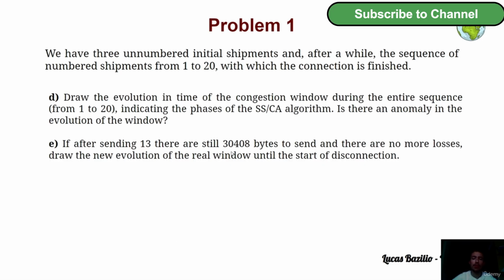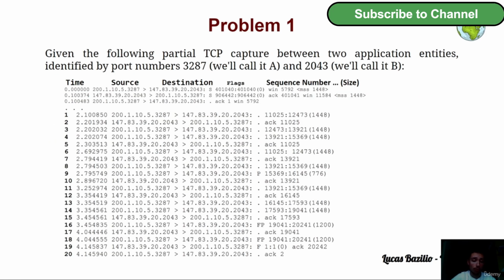So if we have 30,408 bytes, and we know from the TCP dump capture that the maximum segment size is this one, 1,448. This is the value of the maximum segment size, as we can see here in this capture. Whenever we have a TCP establishment, as here in the first 3 packets of the 3-way handshake, the MSS specifies the maximum segment size.